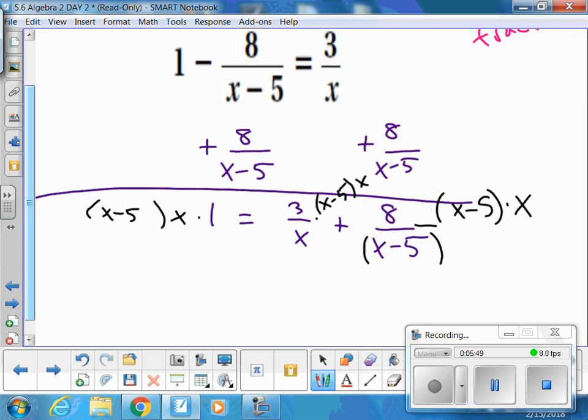What is 1 times x? 1x, so I'm just going to write that as 1x. I think it'll be a little more natural. And then I'm going to distribute it into everybody, okay? So that'll be x squared minus 5x on the left-hand side. Because it was 1 times x. It was a 1, but I'm multiplying it by the LCM. And the LCM was x times x minus 5.